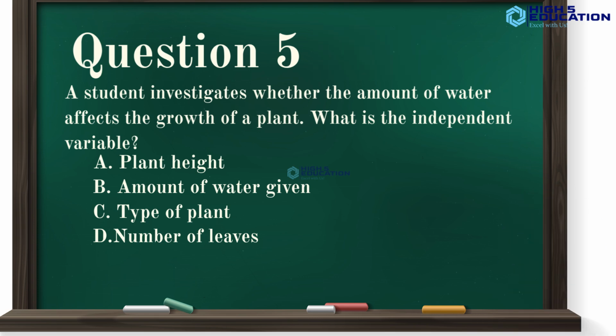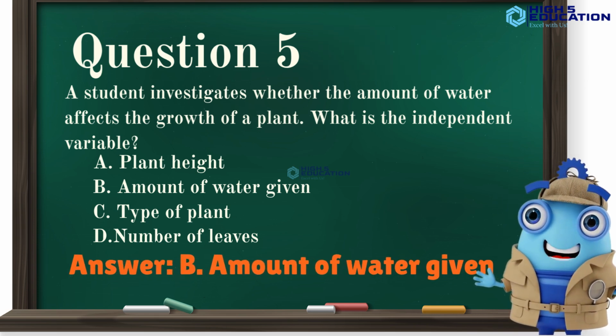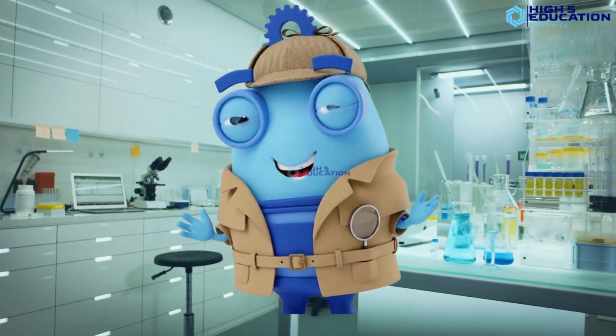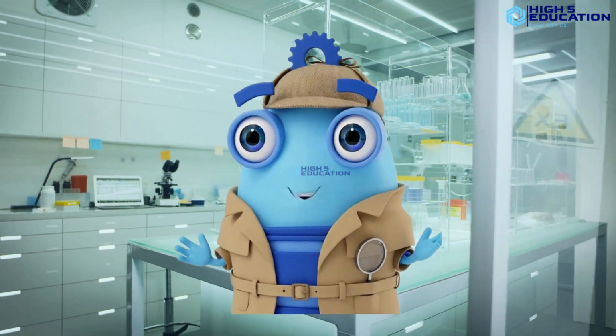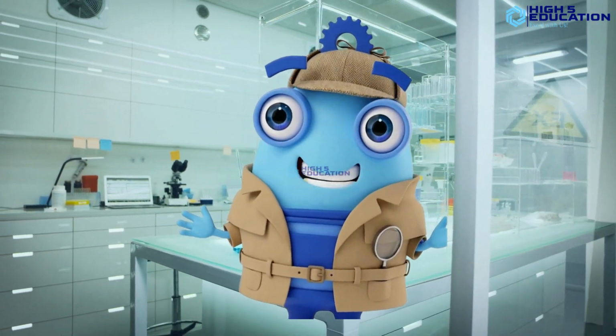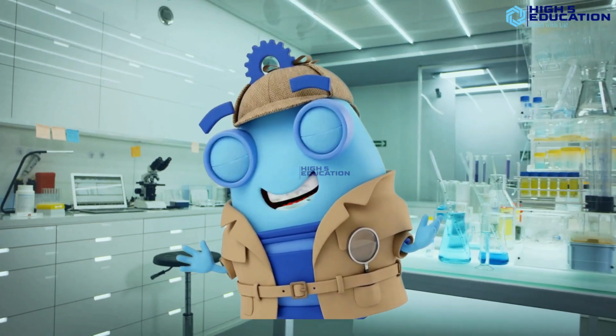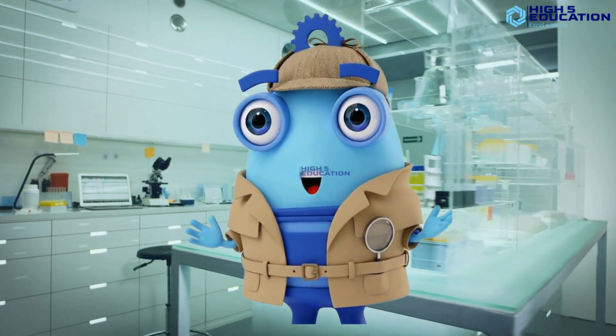The correct answer is B. Amount of water given. Good job! Today, you learned how to identify independent, dependent, and controlled variables, and why they are important in a fair test. Keep thinking and investigating like a scientist.